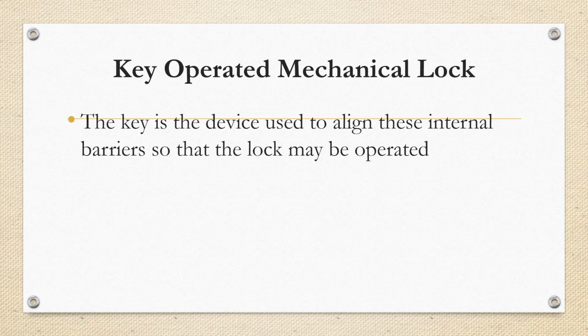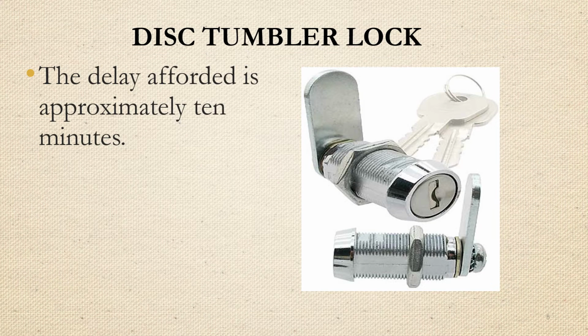be operated. One of the types of key-operated lock is the tumbler lock. It is designed for the automobile industry and is in general use in car doors today. Because this lock is easy and cheap to manufacture, its use has expanded to other areas such as desks, files, and padlocks. The delay afforded is approximately 10 minutes.